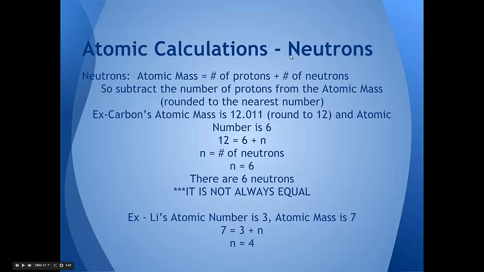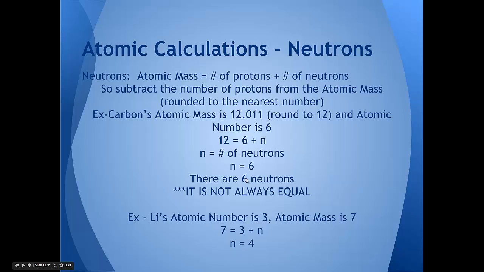So we take the atomic mass, and that equals the number of protons plus the number of neutrons. Remember, electrons don't have a lot of mass, so we disregard those. So you basically subtract the number of protons from the atomic mass. We round the atomic mass to the nearest whole number. Carbon's atomic mass is 12.011, so we round it to 12. And the atomic number is 6. That's how many protons there are. So 12 equals 6 plus the number of neutrons. So the number of neutrons has to be 6.